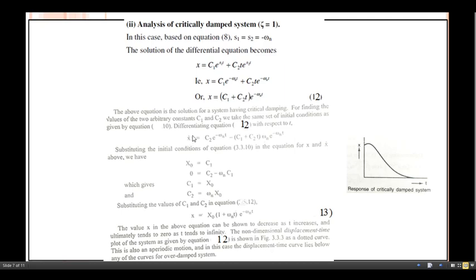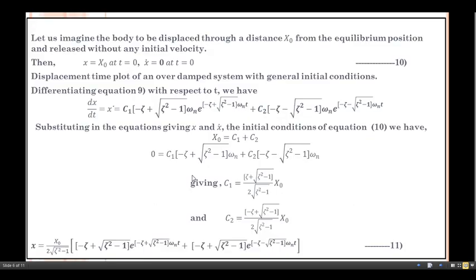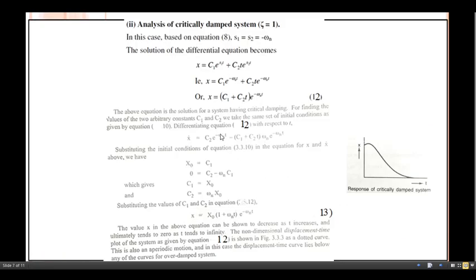Now in this case just replace x dot by 0, as the second condition we have: x dot equals 0 at time t equals 0. So apply that second condition on this equation.